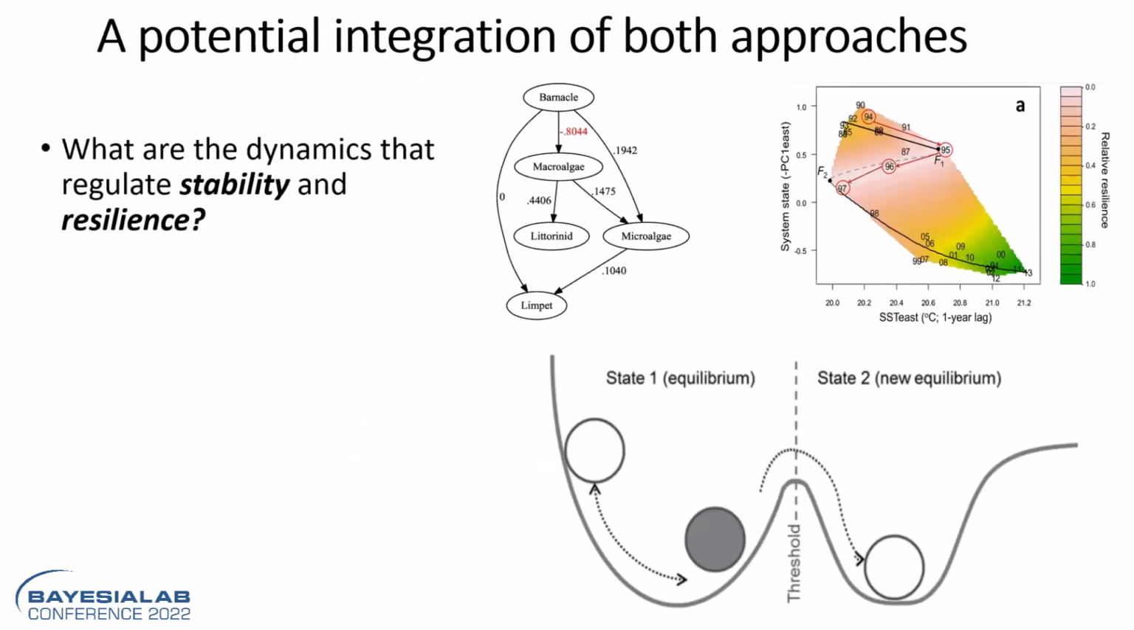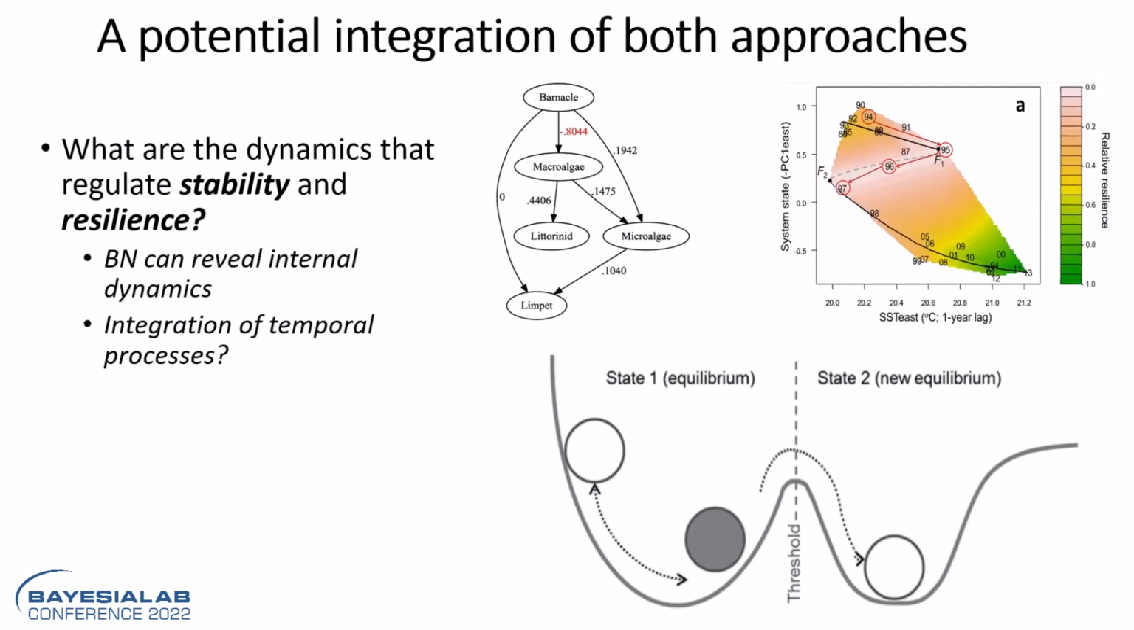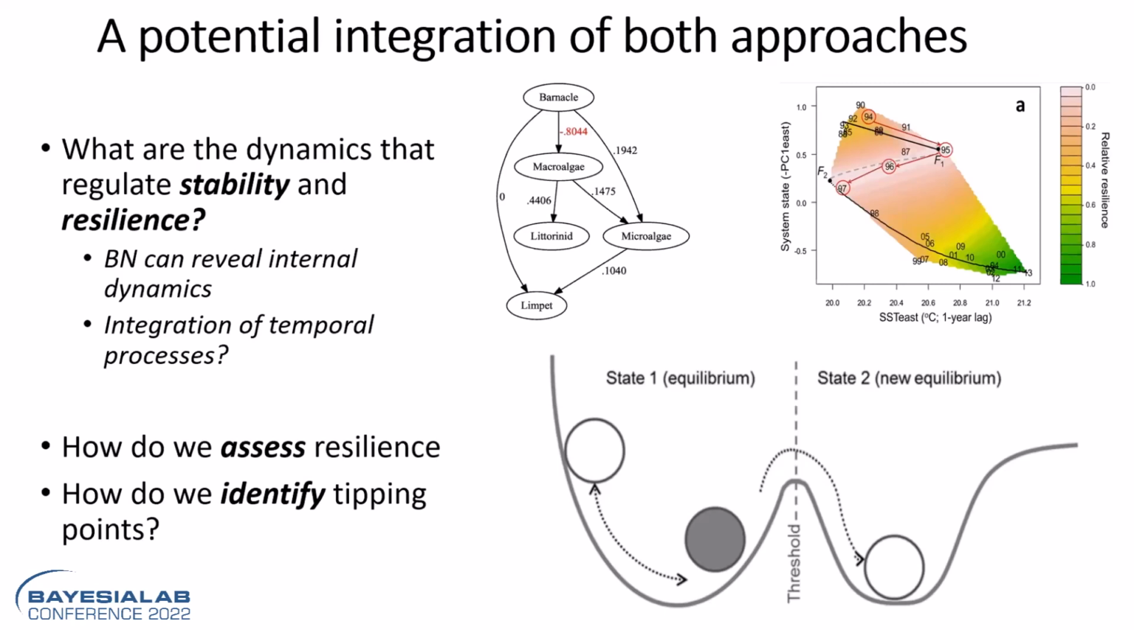Because when we think about the framework, what are the dynamics that regulate stability and resilience? Well, Bayesian networks can review internal dynamics, and we can also integrate temporal processes to see how these internal dynamics respond to disturbances. In terms of assessing resilience and identifying tipping points, this novel non-additive modeling has shown promise as well. But also, perhaps if we combine it with, say, a dynamic Bayesian network, could we review generic features of network structure that lead to something being less resilient or more resilient? These are clearly open-ended questions that have a lot of room to explore. That's what I'm doing right now in the PhD.